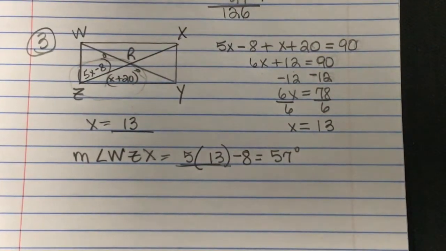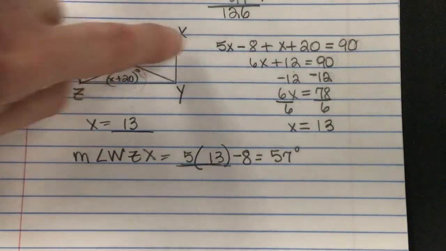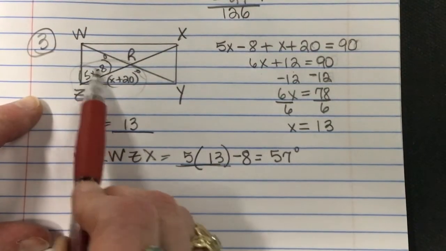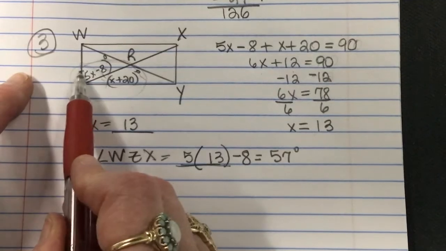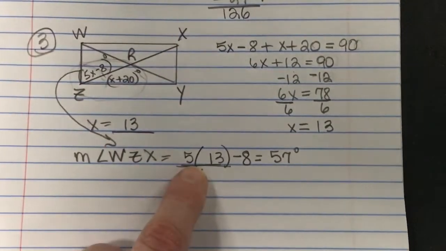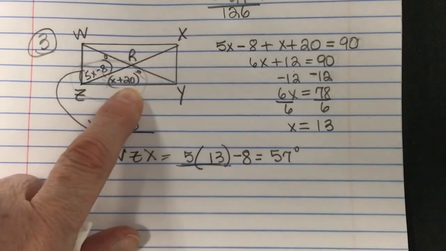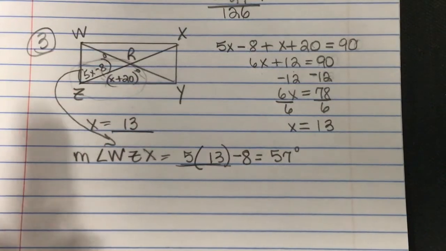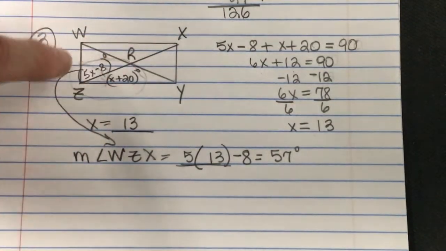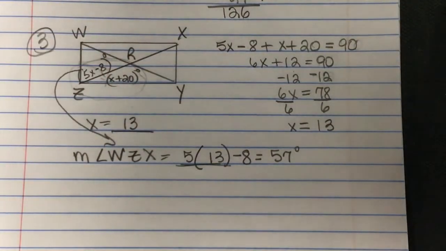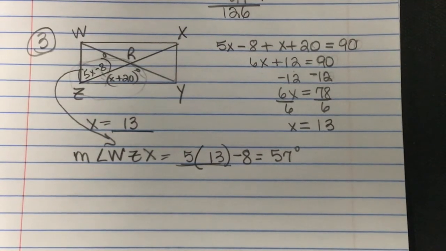Okay, let me do that for you. Okay, it asks for WZX, and I just went here, and WZX is this one, which is, let me draw an arrow, which is the 5x minus 8. That's okay. See, it could have asked for RZY. That's this one. They could even ask you for ZWR. Well, see, those are the same. See, there's little tricky things they can ask you. It can be an angle that actually measures the same.